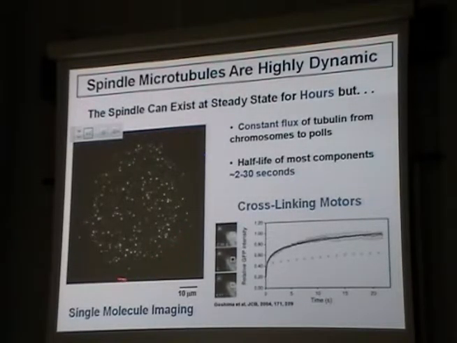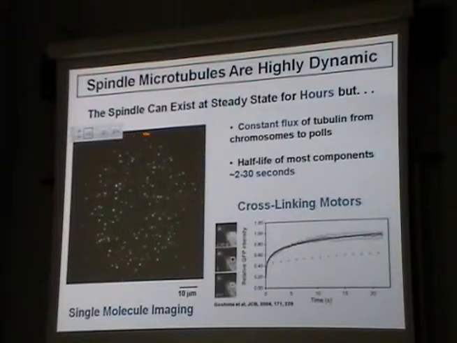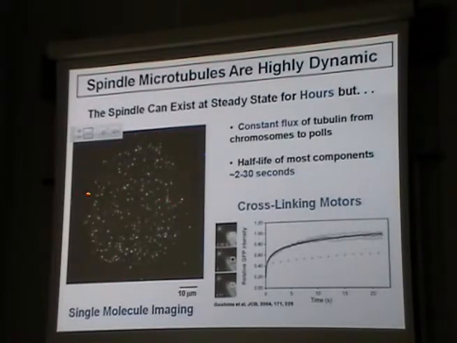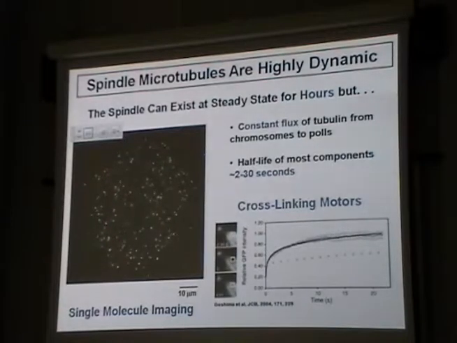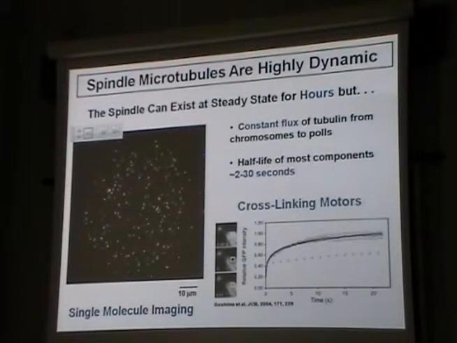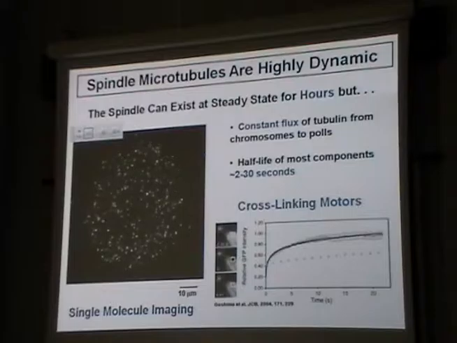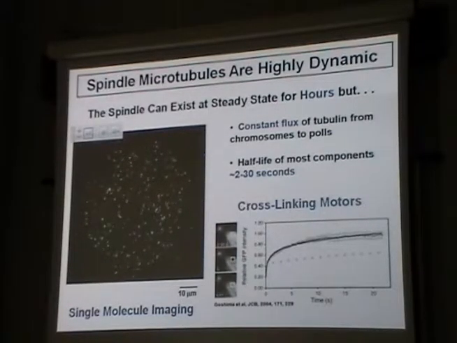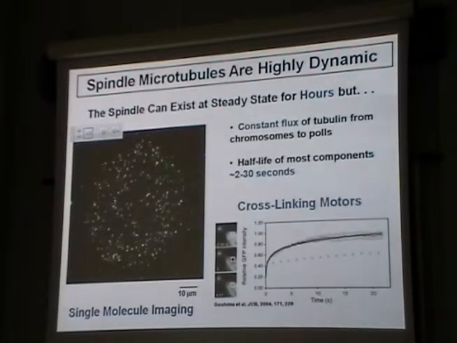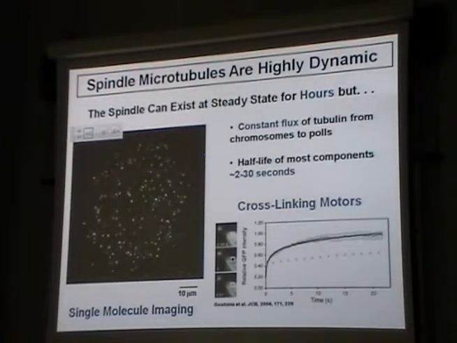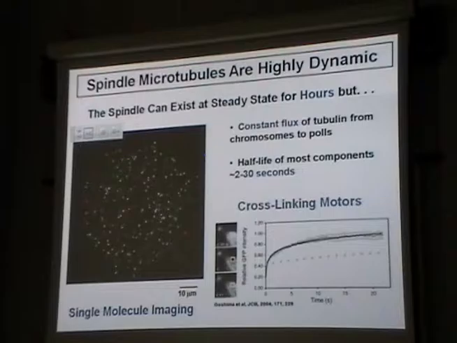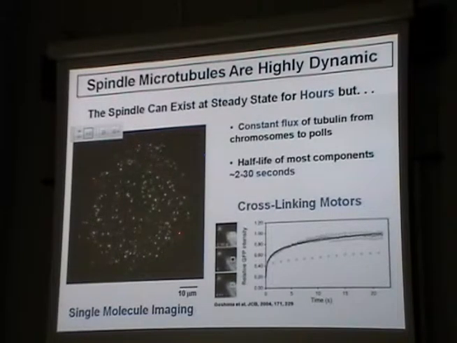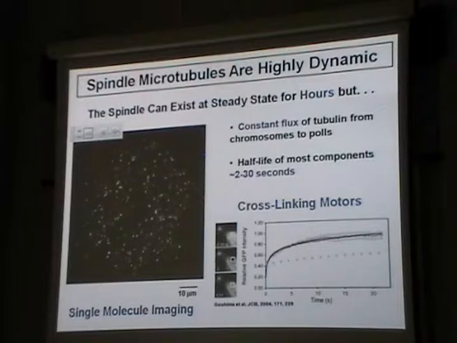So here we have a movie. This is a spindle. There's one pole here, one pole here. The DNA is in the middle. And each dot is a single molecule of tubulin that's fluorescently labeled. Here only one in 100,000 of these molecules is labeled, so you can see individual molecules. And you only see the molecules if they're incorporated in the microtubules in the spindle. And what you see is that every single one of these is moving.